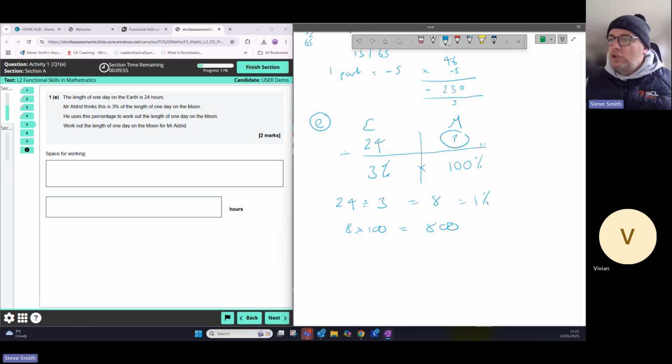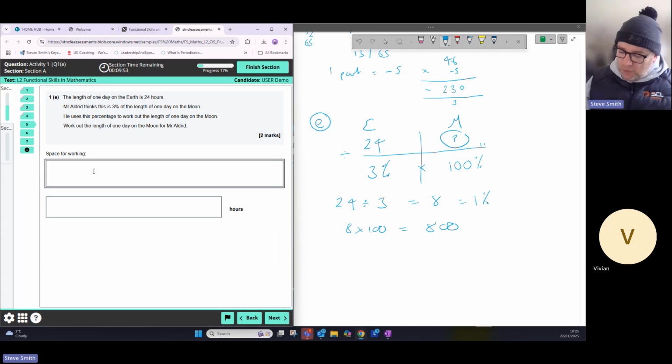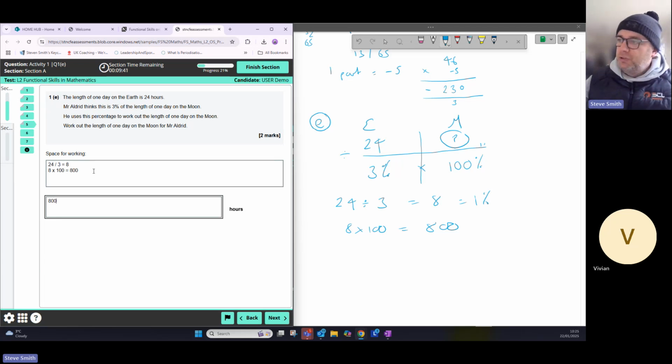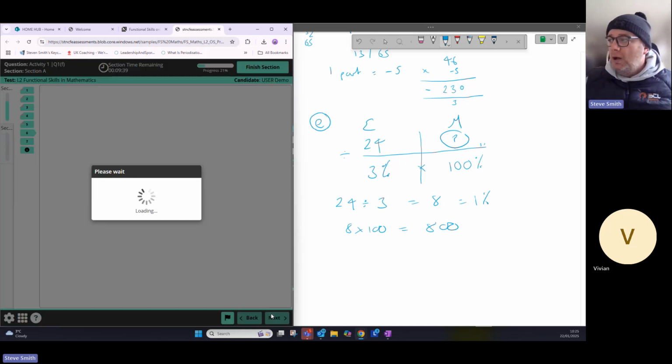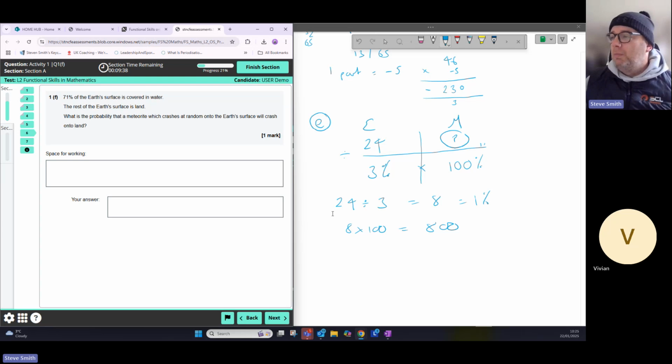So my working out for 2 marks here will be fairly straightforward. 24 divided by 3 equals 8. 8 times 100 equals 800. Space for working out, 800, done. And I wouldn't worry about my little primary school window there.